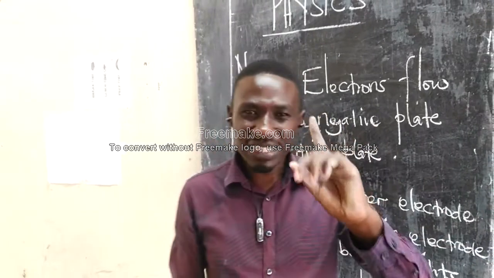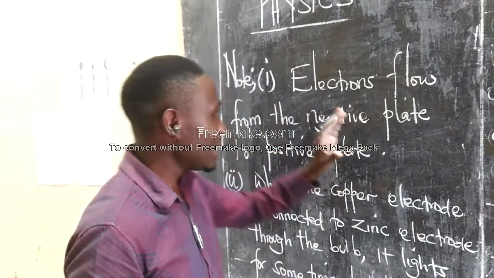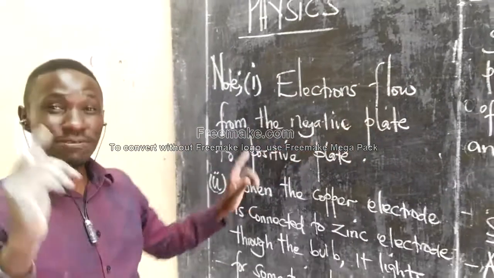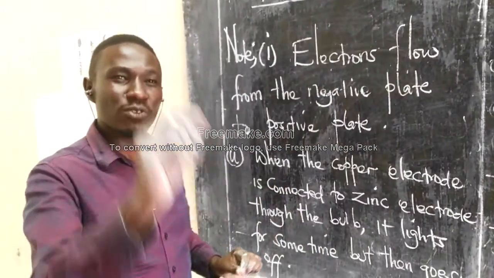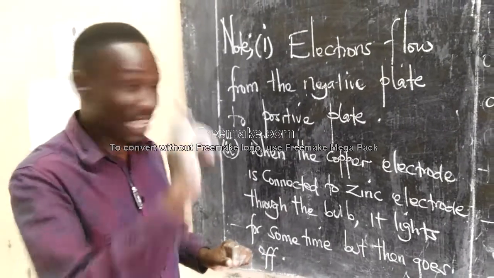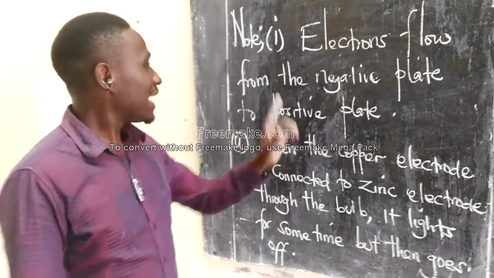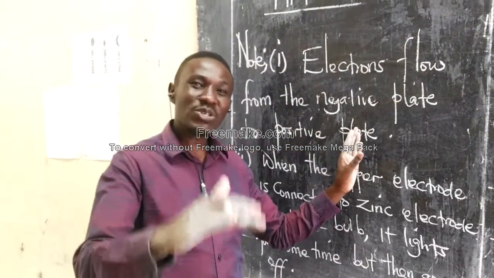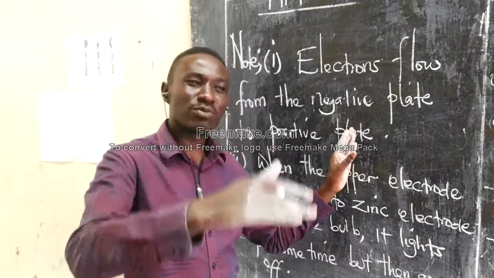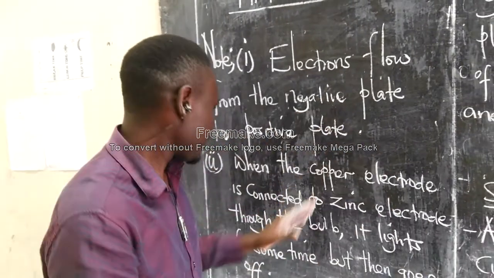But there are some important things that you must note. One is that electrons flow from negative to positive. In other words, electrons flow from zinc to copper. That is one. Two, current flows from copper to zinc. Current flows from positive to negative.